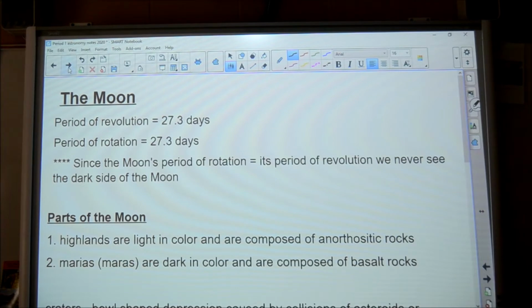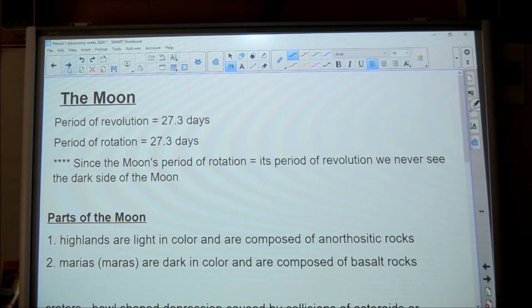Earlier, I had made a note that when I was looking at a calendar, 29.5 days was my lunar cycle. That's because this does not take into account that the Earth is also revolving around the sun. So that extra 2.2 days is because the Earth is also moving.